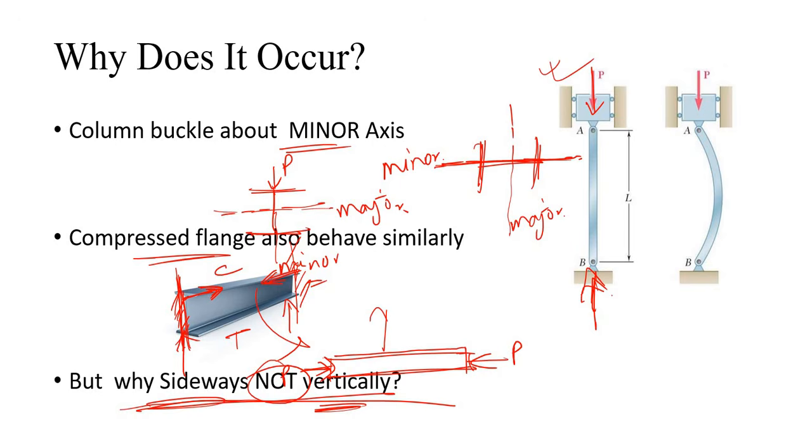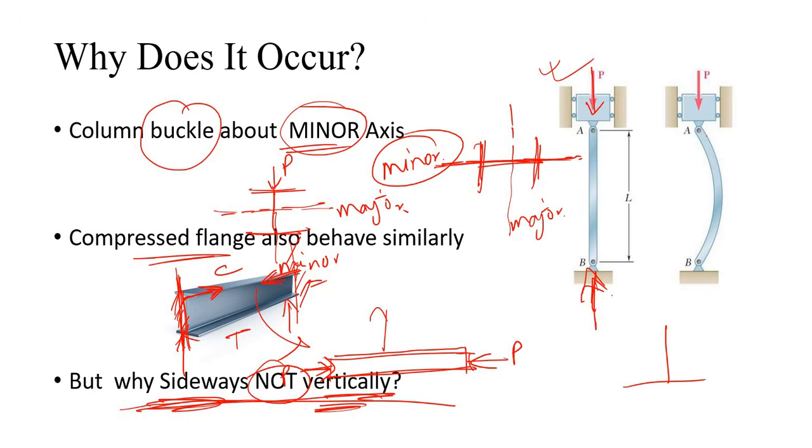It is clear that here the top flange, the compression flange, has been subjected to compressive force, and compressive force always tries to buckle the member about its minor axis. Then why sideways, not vertically? Well, we have already got the answer. A column will always buckle about the minor axis.